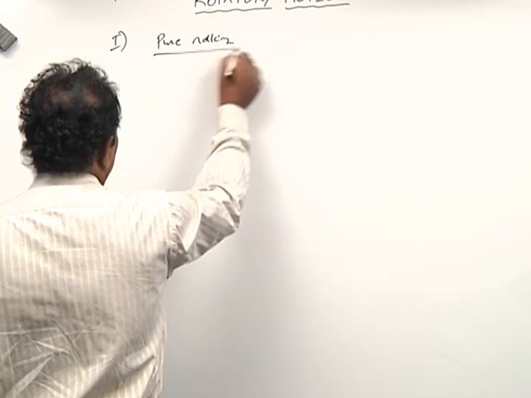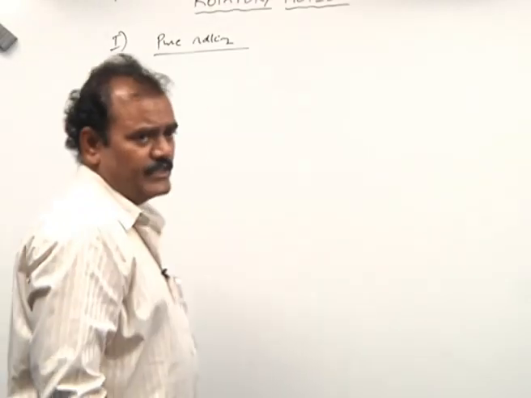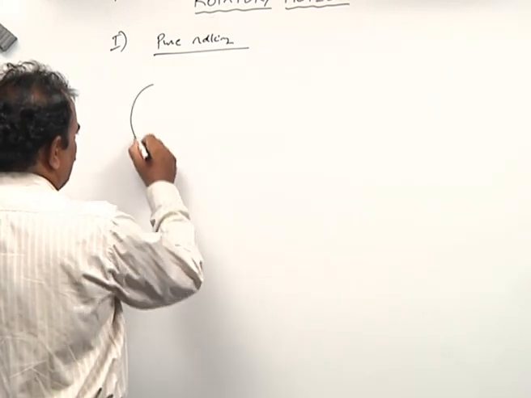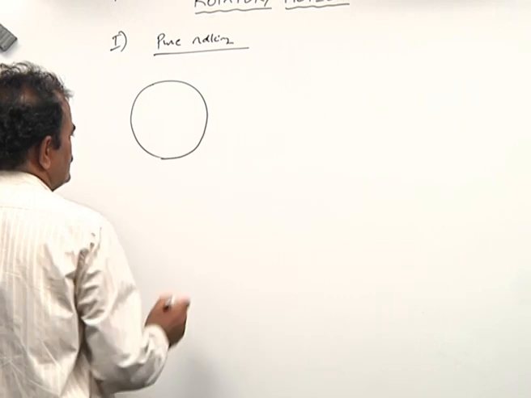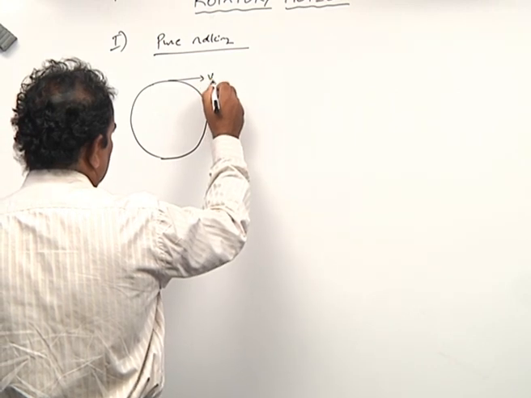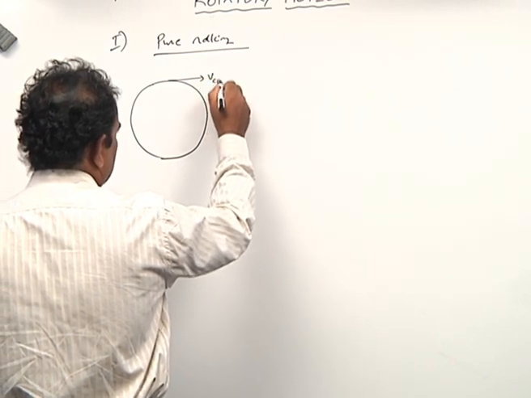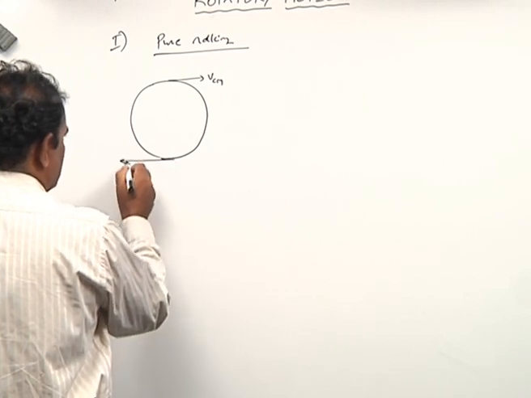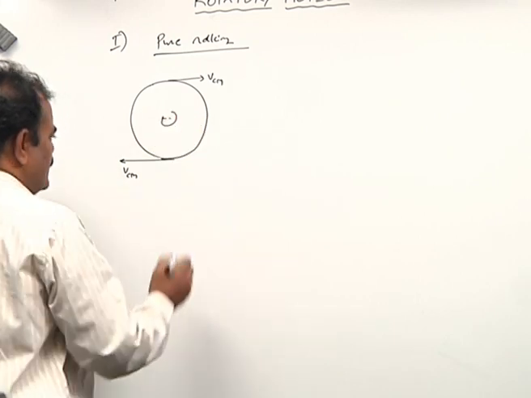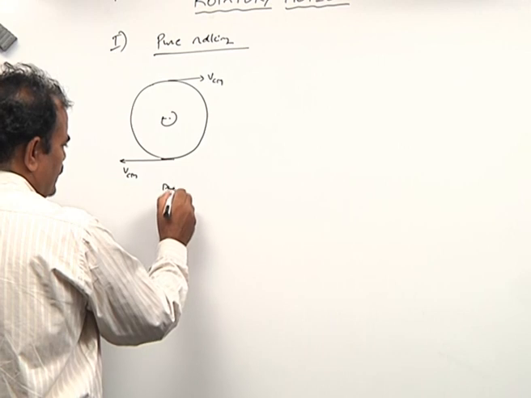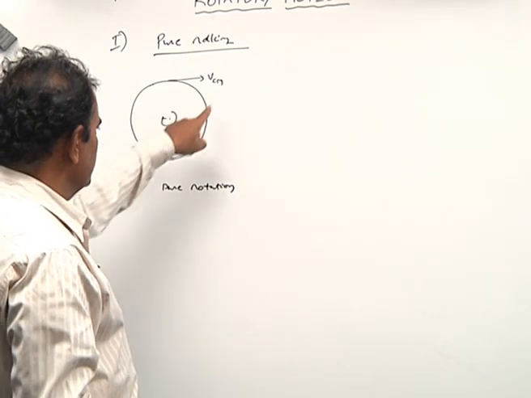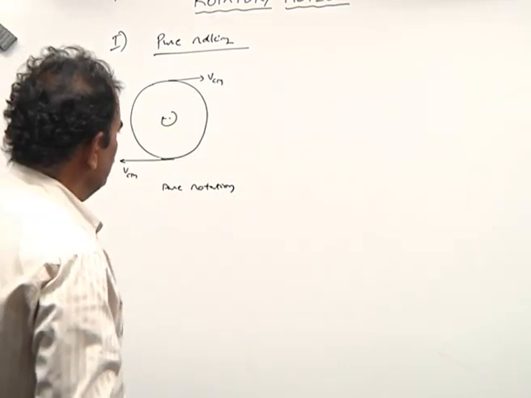In this pure rolling, as I already told you, it is a combination of translatory and rotatory motion. First of all we are taking only the rotatory motion. In this case, the velocity is v equal to r omega, v center of mass, and here it will be the center. Now it is rotating like this. It is only pure rotation, with the velocity of the center of mass here.